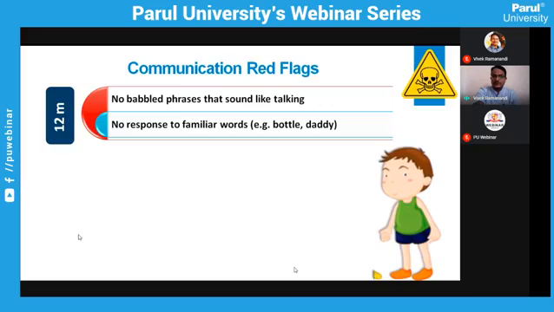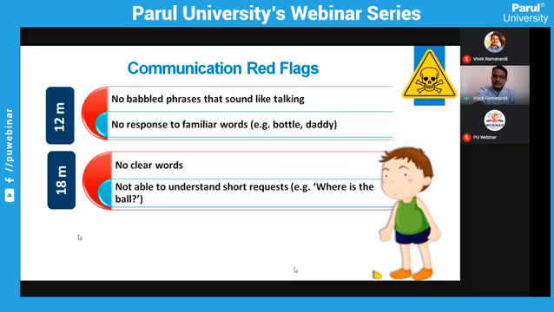after observation of adults talking in front of them, the child starts to imitate talking. They are not providing any meaning with their talk, but they provide sound modulations. They babble and act like they are talking. And if there is no response to familiar words such as bottle or daddy or food or dress, wawa, like this, we use many words up to the age of 1 year in front of the child. And still, if the child is not responding to the familiar words, then it is definitely a red flag.